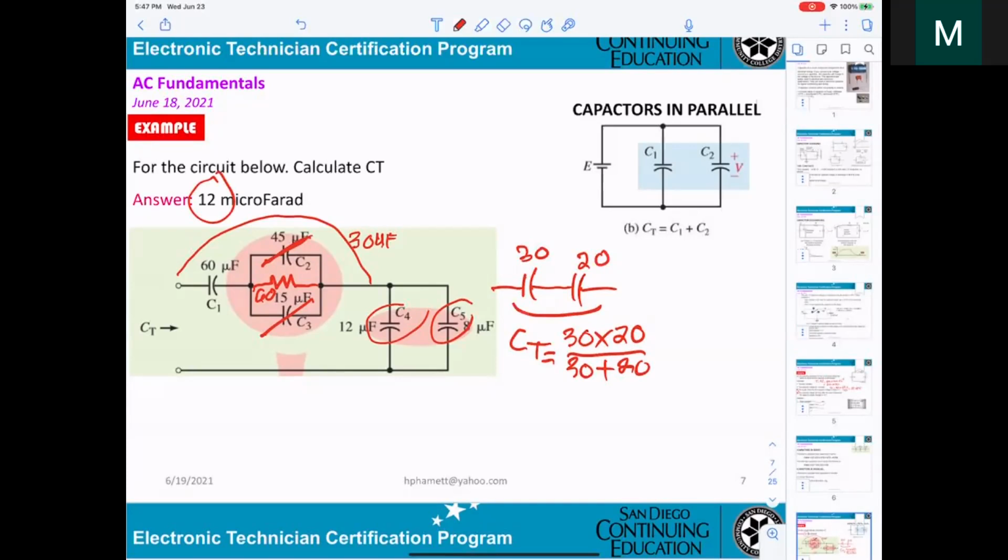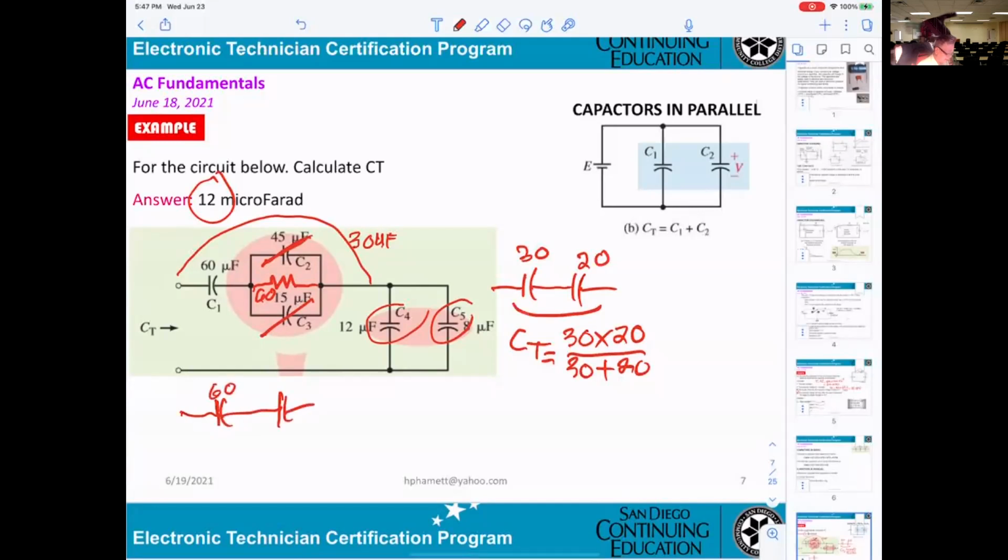How do you get 30 for the first one if it's 60 and 60? Because when you have two things in parallel, and if they're the same value, you just cut them in half. If you had one that was 40 and one that was 40, you cut that in half as 20. If it's 60 and 60, you cut that in half as 30. If it was 80 and 80, you cut that in half as 40. Okay, they're the same values.